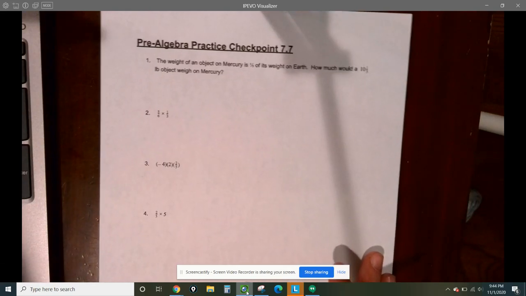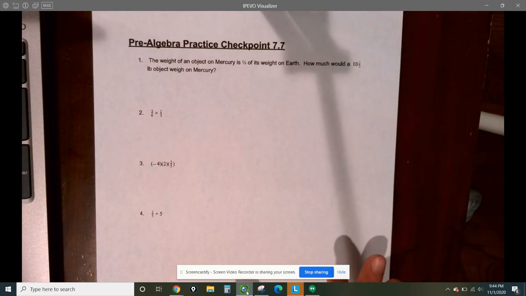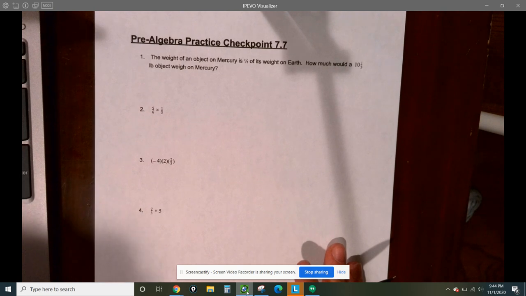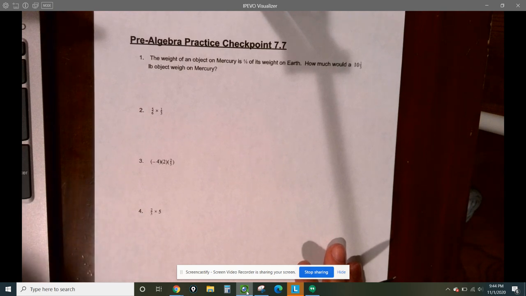Hi math students, this video is to help you with your upcoming checkpoint 7.7. Remember, you can print out this paper and fill it in as we go, or you can use your own paper to write it down, or you can fill it in electronically. That is your choice, but these are great to use for your notes for your checkpoint that's right after this video.